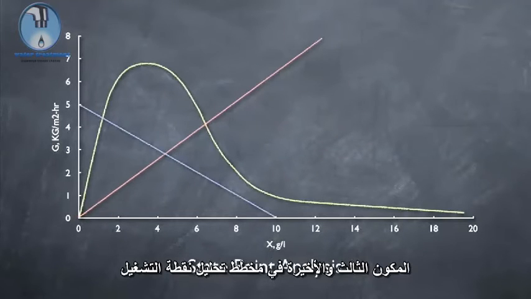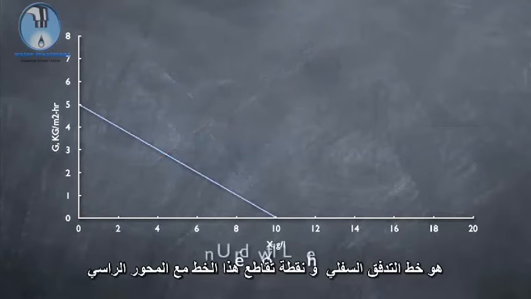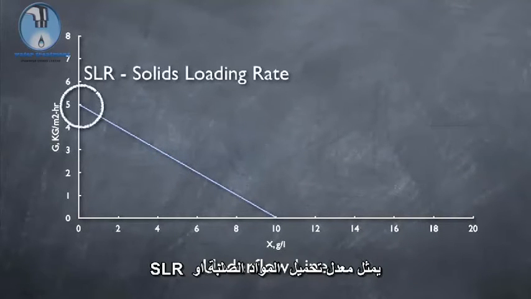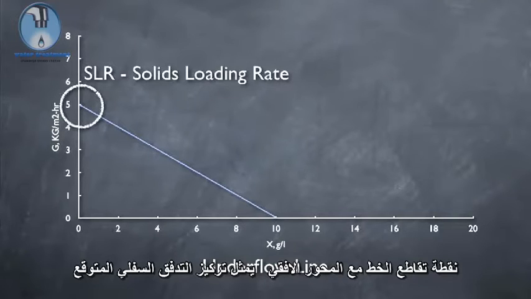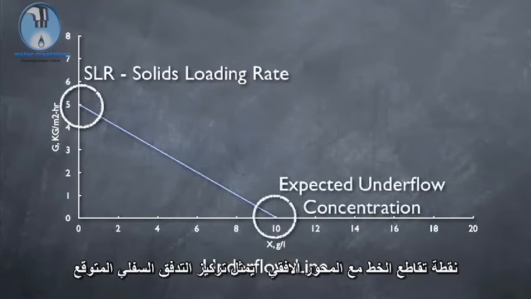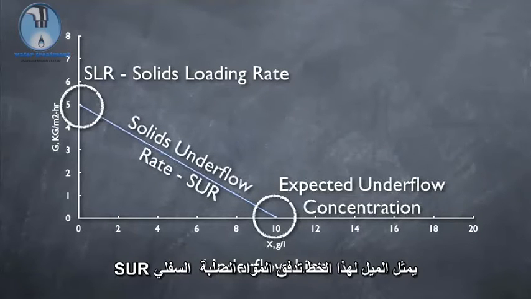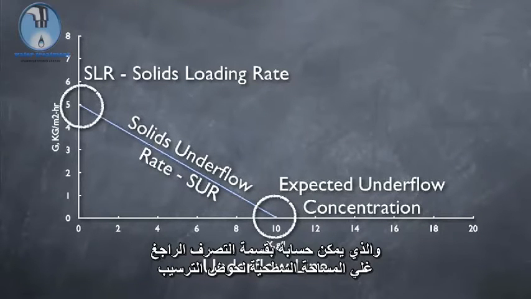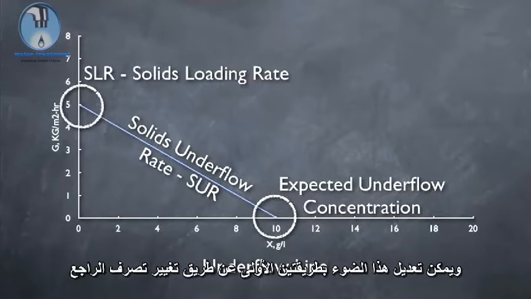The third and final component of the state point diagram is the underflow line. The y-intercept of this line represents the solids loading rate, or SLR. The x-intercept of this line represents the expected underflow concentration. The slope represents the solids underflow rate, or SUR, which is calculated by dividing the RAS flow by the clarifier surface area. This line can be adjusted in two ways.